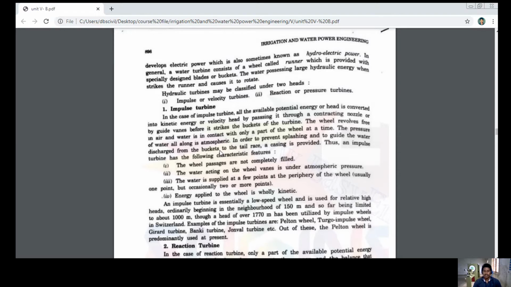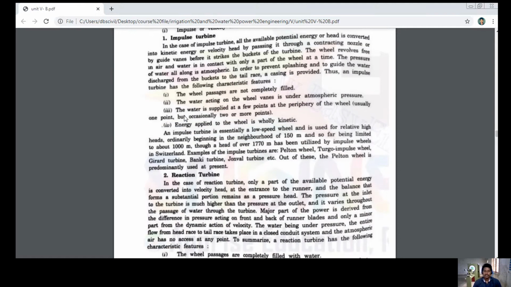Here itself we could clearly understand what those two types of turbines are. Due to velocity, due to the speed, the turbine runs, and due to the pressure, the turbine runs. That's what we are going to see in depth. First, let's see what an impulse turbine is.